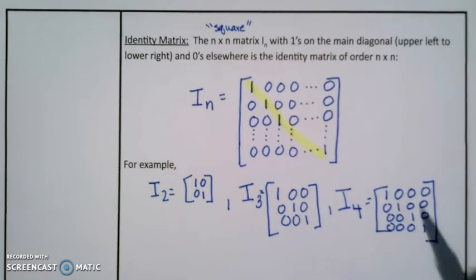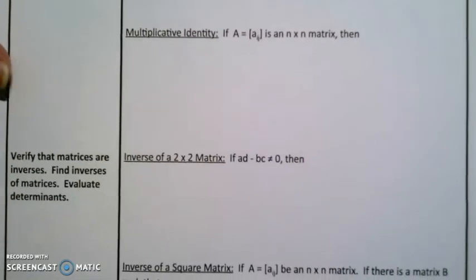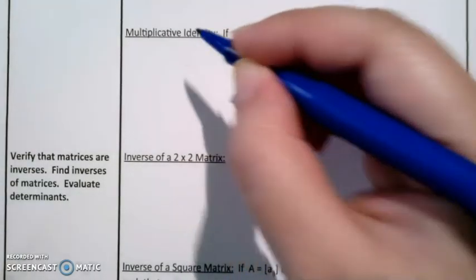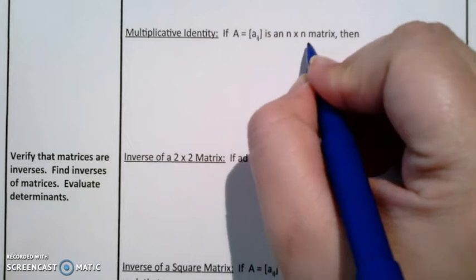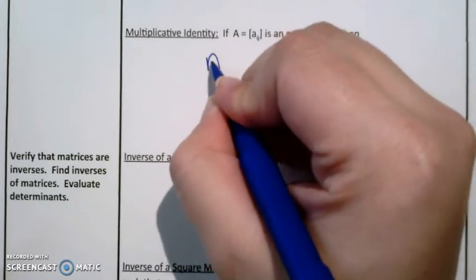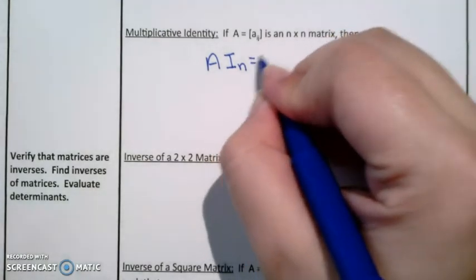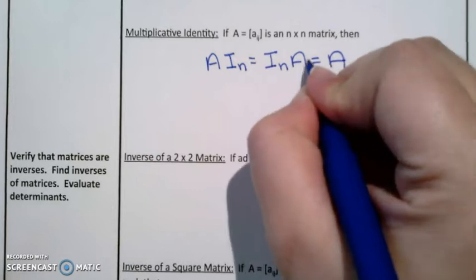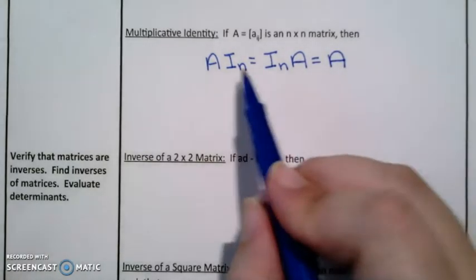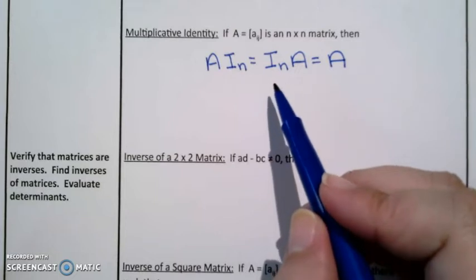Like so. All 0s except for 1s on the diagonal. Okay, so what's special about the multiplicative identity is, by definition, identity means it doesn't change. So if I have matrix A, and it's an n by n matrix, then I could take A times the nth identity matrix, and that's the same as taking the identity matrix times A, and it would give me matrix A back.